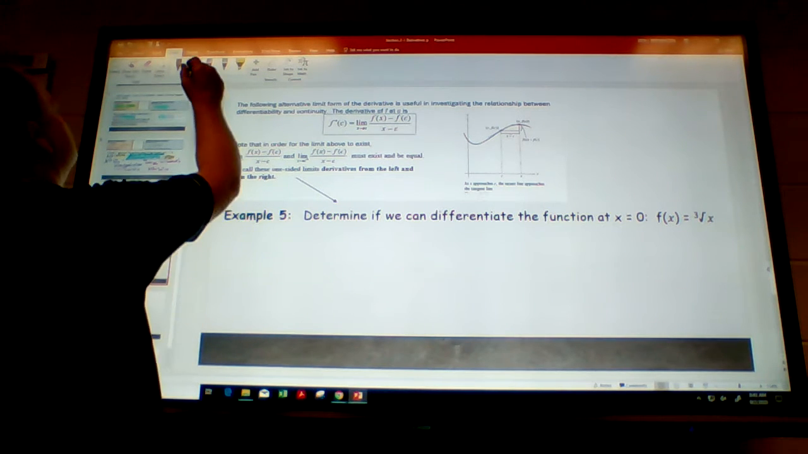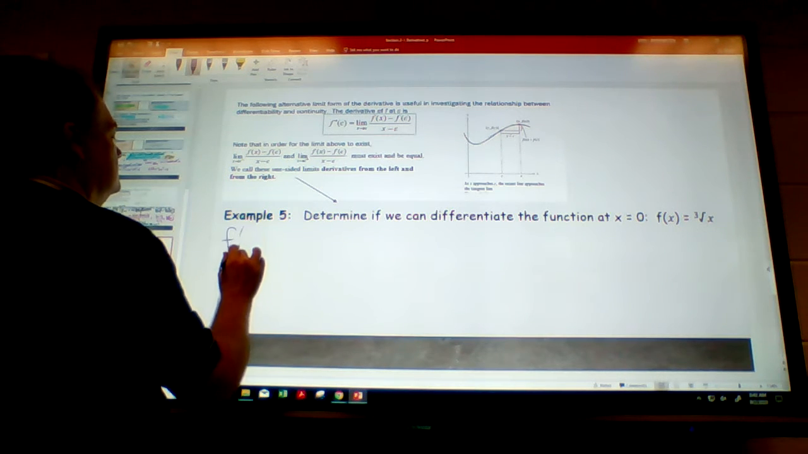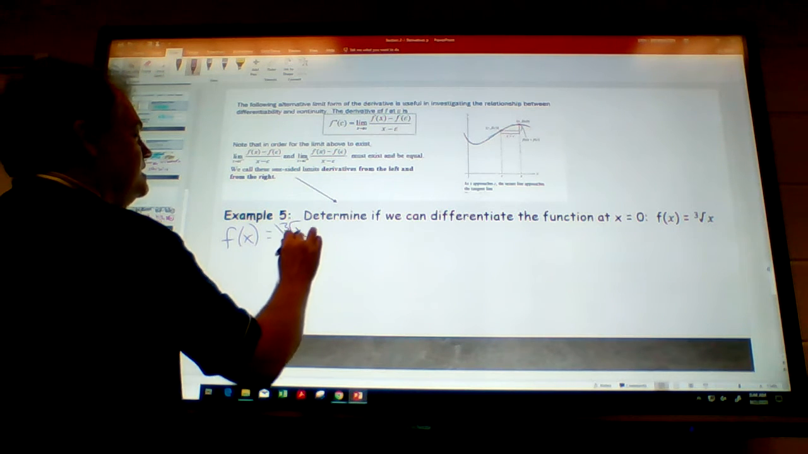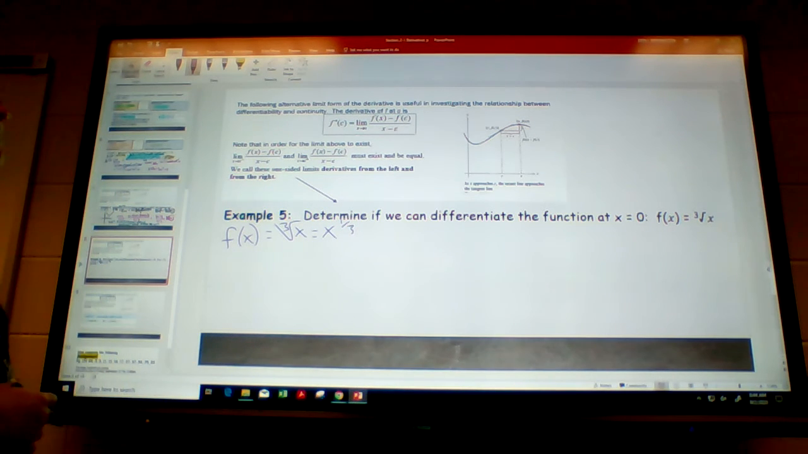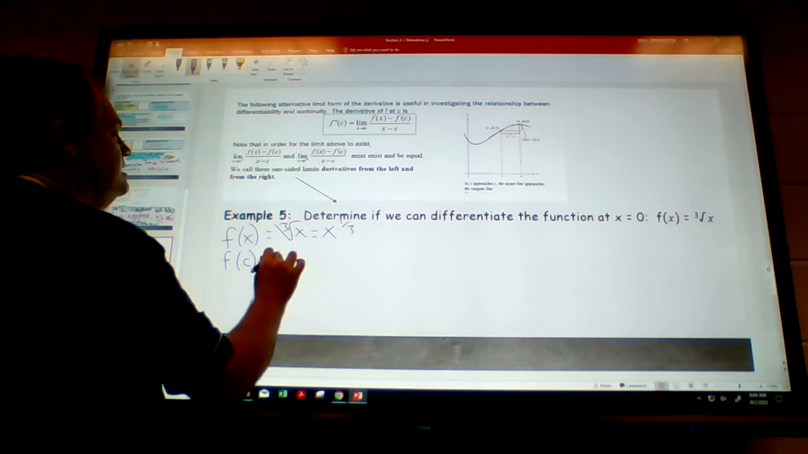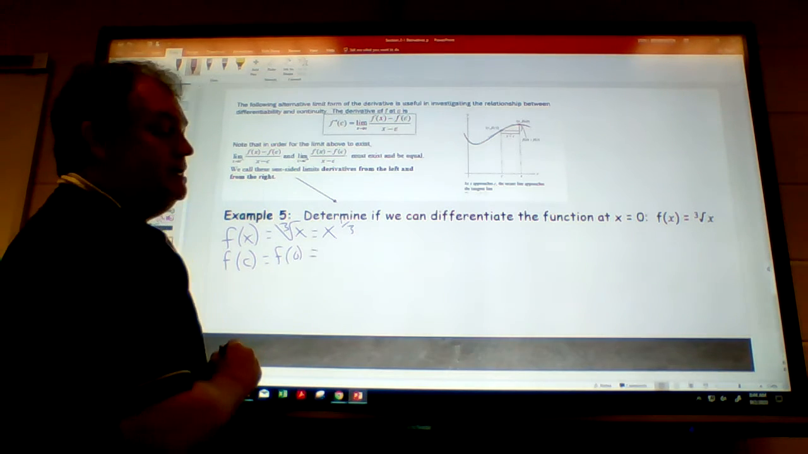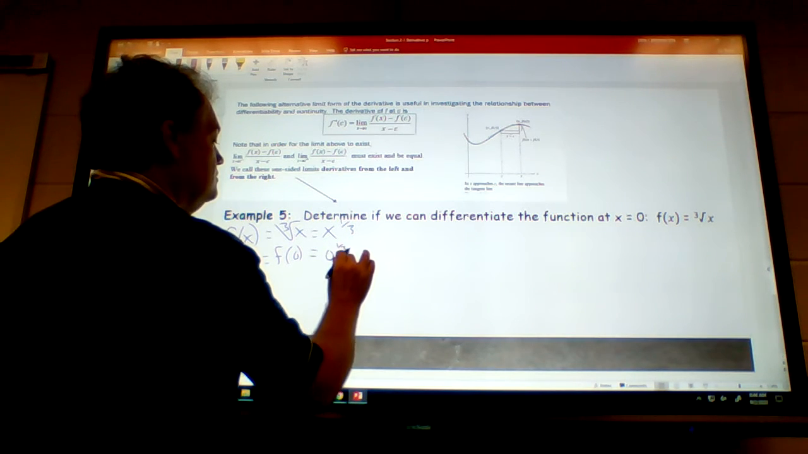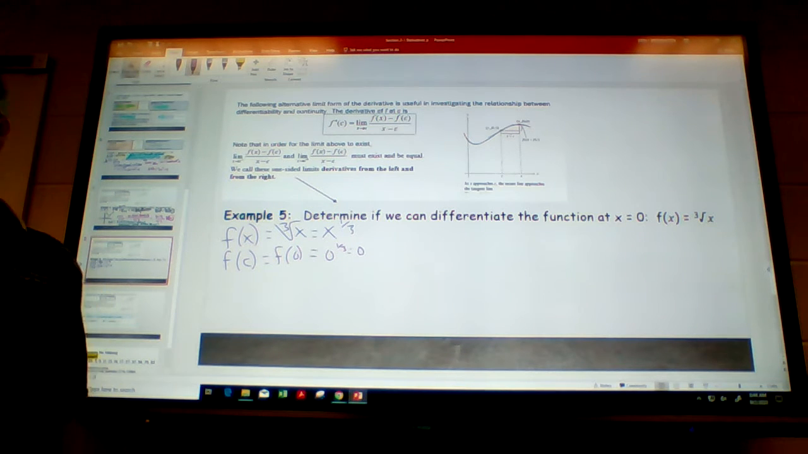f of x equals the cube root of x, which is also x to the 1/3. You learn that in algebra and even in pre-calculus. So f of c is f of 0, because c in this case is 0, is going to be 0, because it's 0 to the 1/3, which is 0. I know I'm writing more than I should, but I want you to be able to look at it when you're home and be able to see what it is.